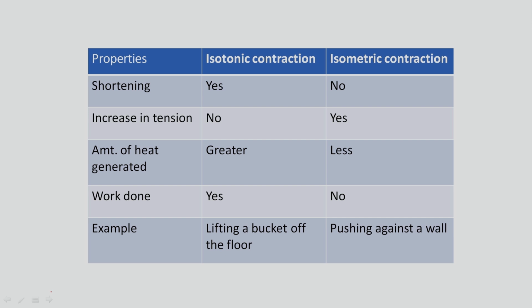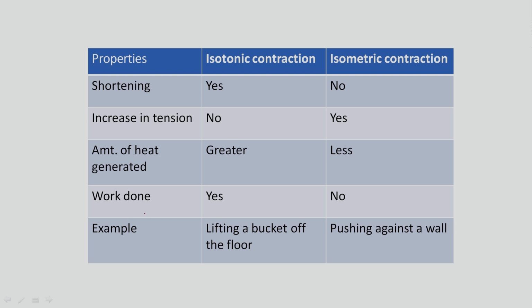What will happen in the case of isotonic as well as isometric contraction? In case of shortening of the muscle, in isotonic, yes, shortening will take place, but in isometric no shortening will take place. Tension: in isotonic contraction there will be no change in tension, but in isometric contraction there will be a change in tension. Amount of heat generated will be more in the case of isotonic.